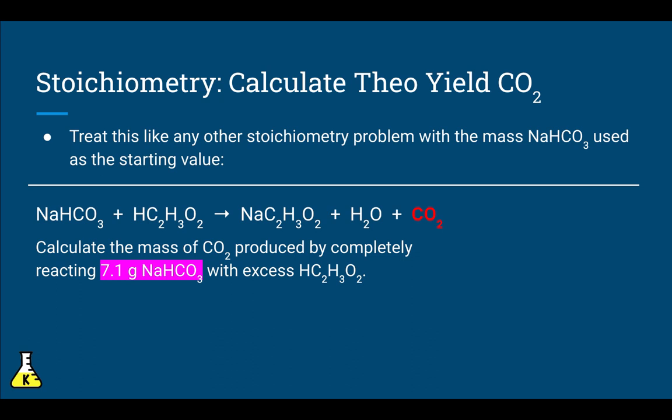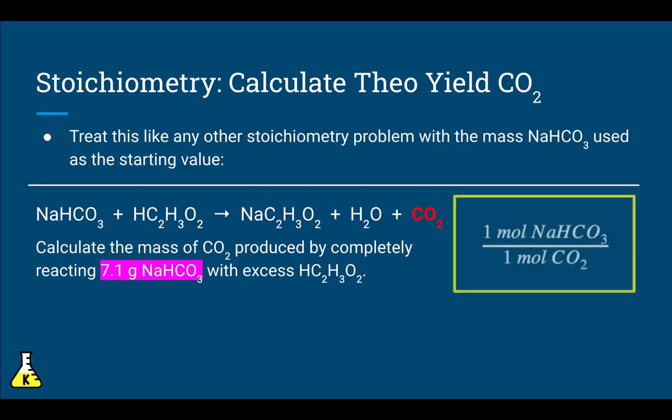Just like any stoichiometry problem, to do the calculation, we are going to need a mole-to-mole ratio. We identified that earlier as 1 mole of sodium bicarbonate reacts to make 1 mole of carbon dioxide. With all our information ready, we can start a stoichiometry problem just like the ones you've been doing all along. We'll start with the 7.1 grams of the sodium bicarbonate that we measured out. We're going to then convert the 7.1 grams into moles of sodium bicarbonate as our first conversion step.